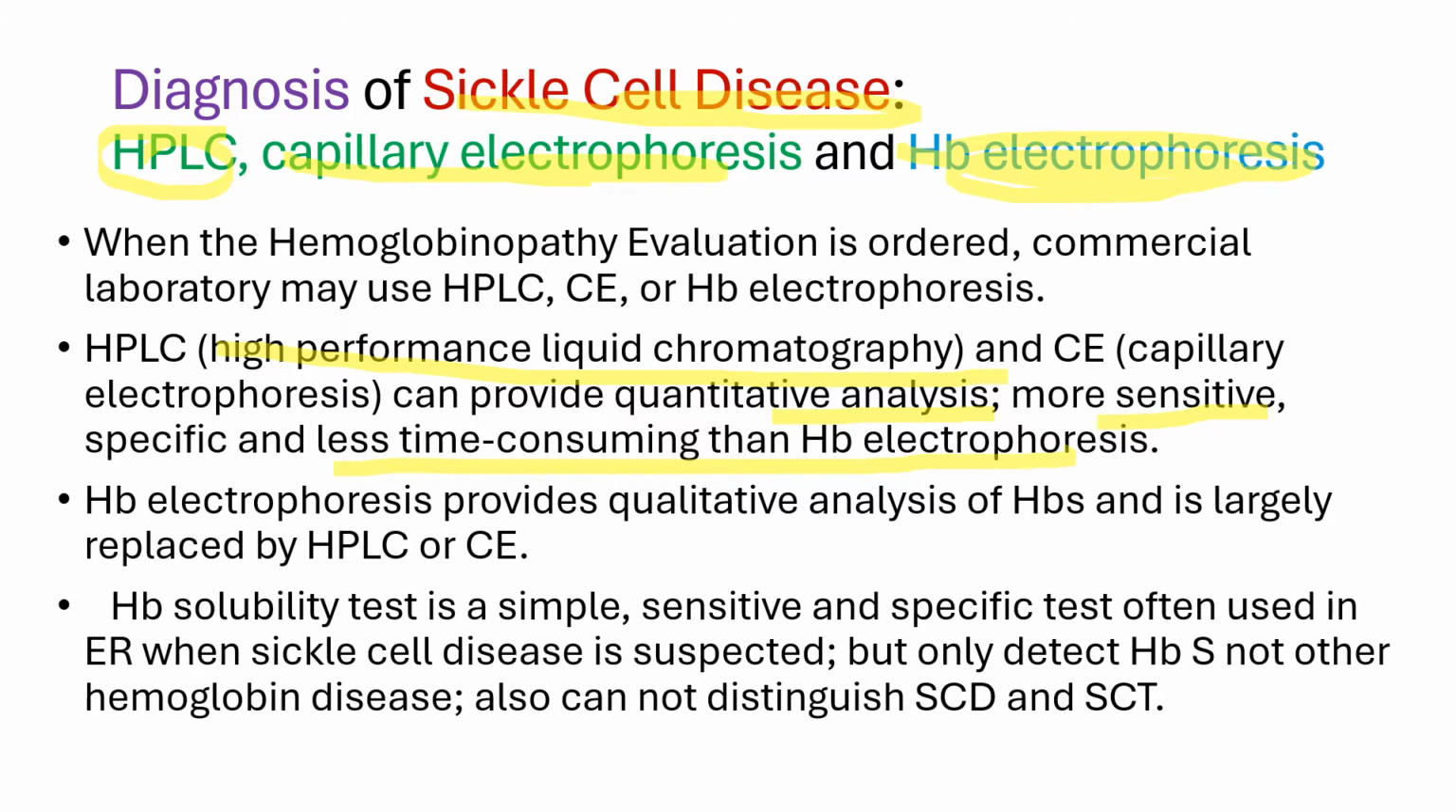Another test I want to mention is the hemoglobin solubility test. It's simple, sensitive, specific, and can be done very quickly. The principle is that hemoglobin S doesn't dissolve in certain solutions, such as dithionite solutions. So it can be used in the emergency room to detect hemoglobin S quickly, but it does not detect other hemoglobinopathies like hemoglobin C. And also it cannot distinguish sickle cell disease from sickle cell trait.